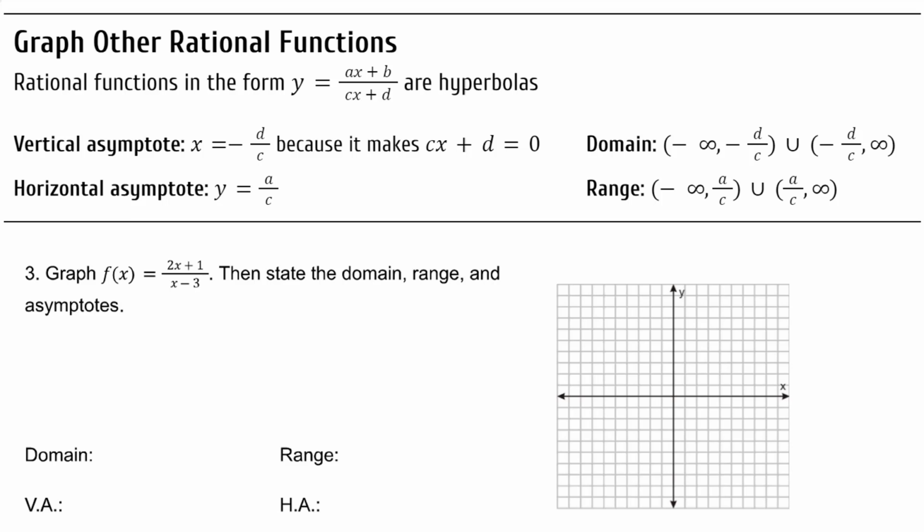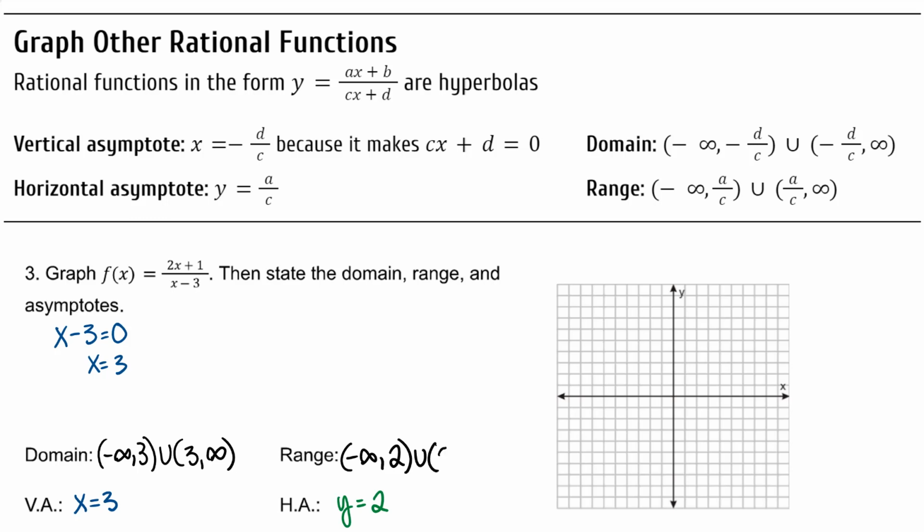Then state the domain, range, and asymptotes. The vertical asymptote is whatever makes our denominator equal to 0. That would be positive 3. The horizontal asymptote for rational functions of this form is leading coefficient over leading coefficient. That would be 2 over 1, so y equals 2. So your domain will be everything except the vertical asymptote, and your range will be everything except the horizontal asymptote.